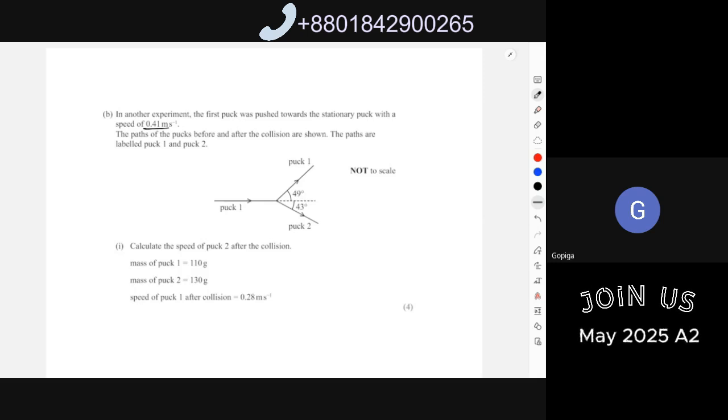And masses are given, speed of puck 1 after collision is given, but the speed of puck 2 after collision is not given. So obviously, we're going to focus on the horizontal component over here again, because in the vertical component, what happens is they will eventually cancel each other out.